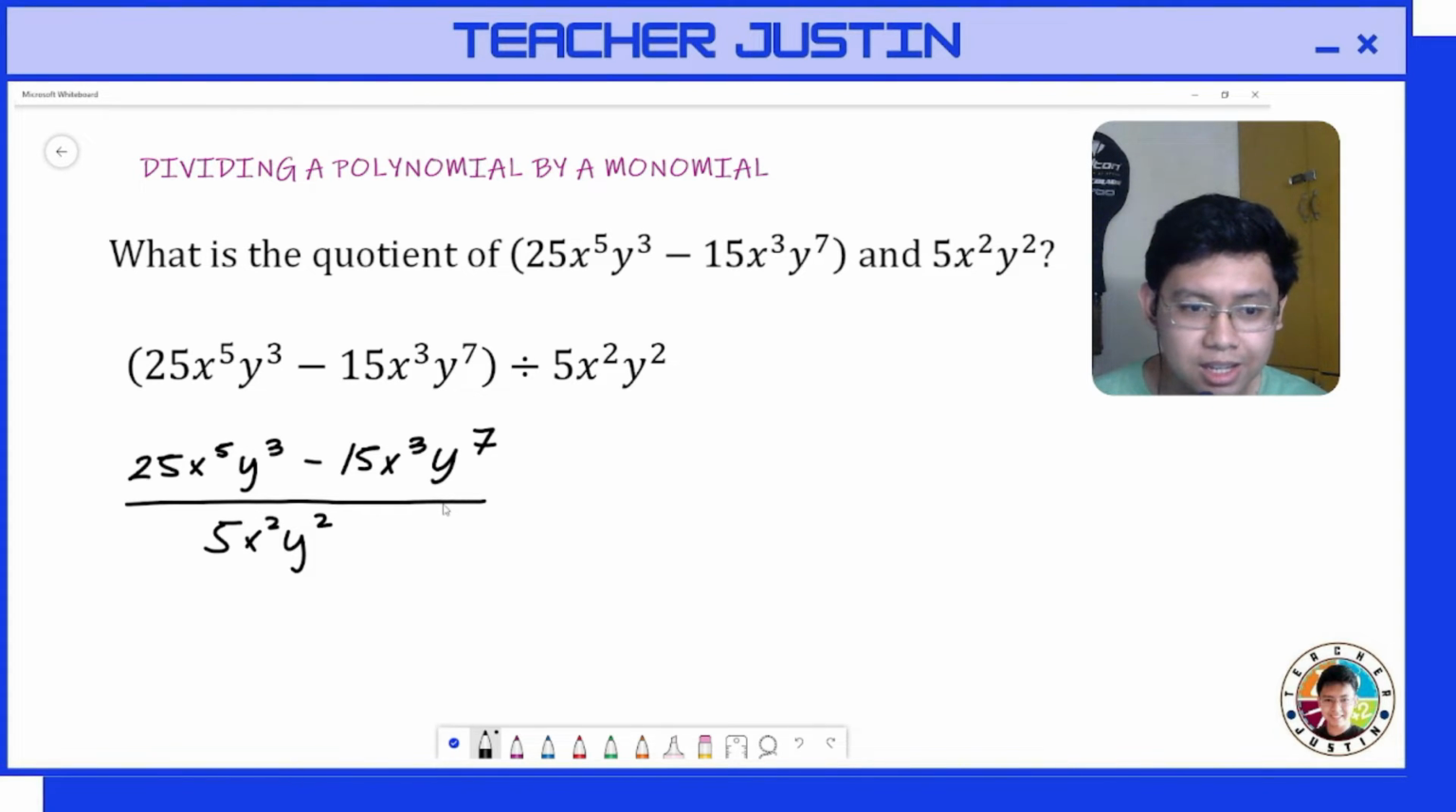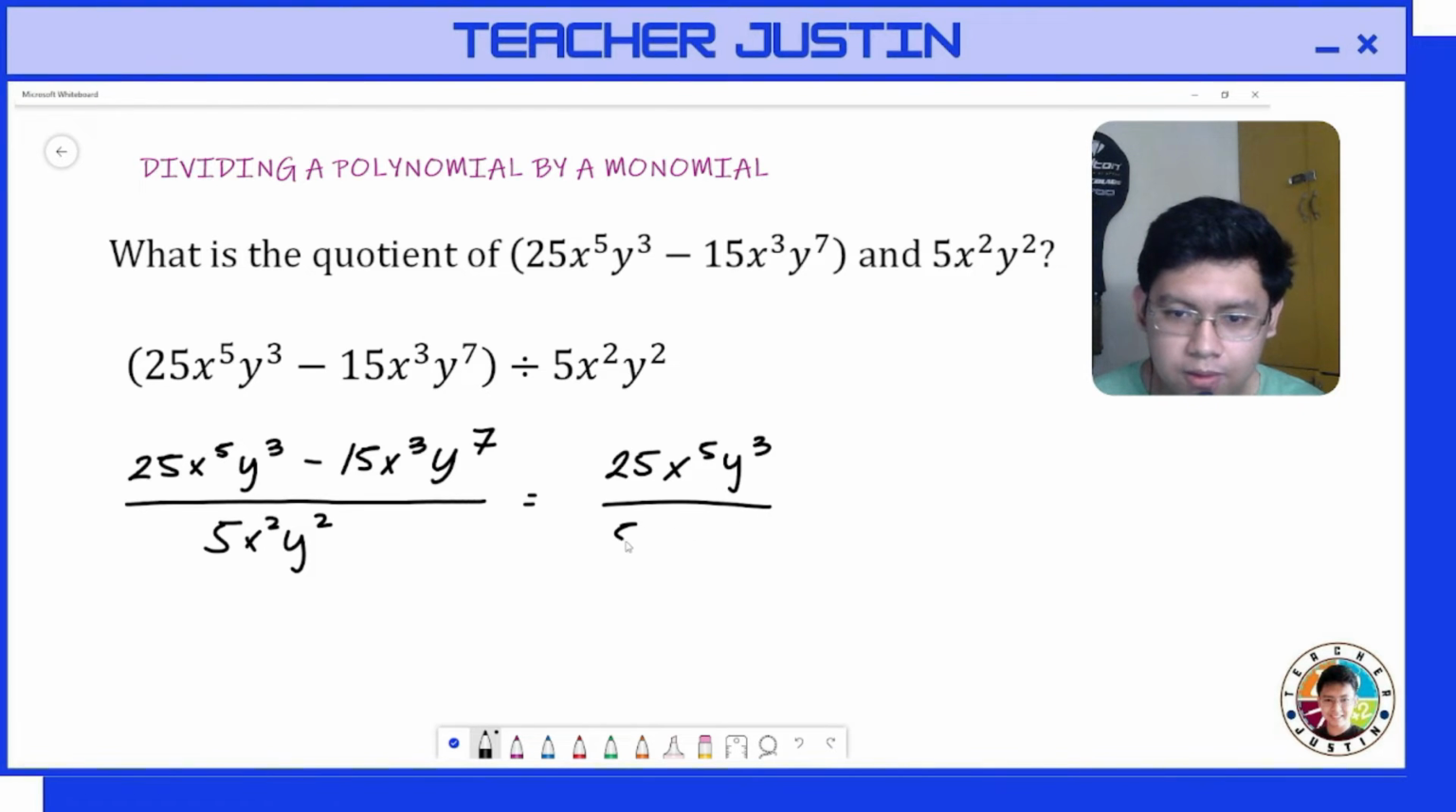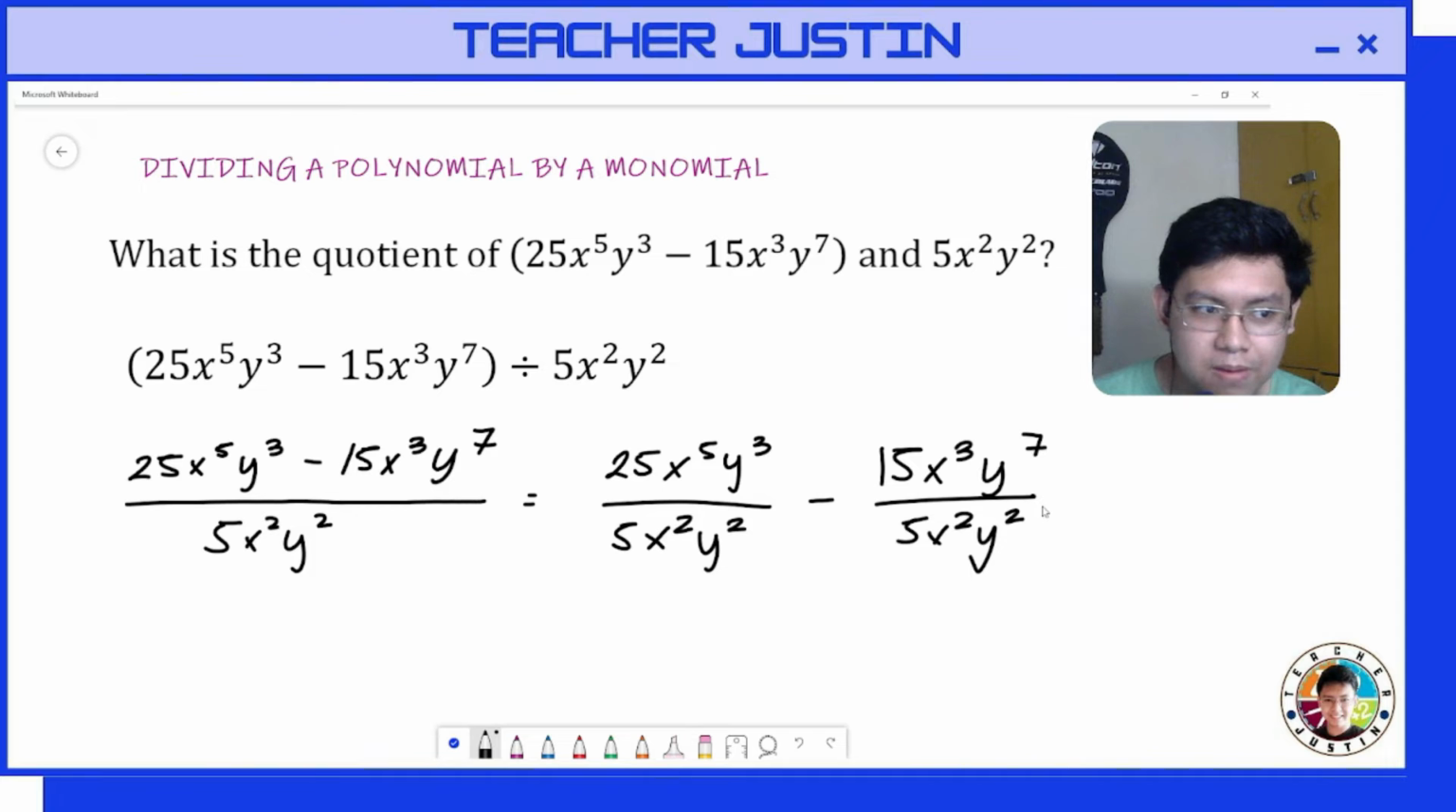Next, let's divide our polynomial by our monomial. In simplifying this, we will divide each term of our polynomial by our monomial. So we will have 25x raised to 5 y raised to 3 divided by 5x squared y squared, minus 15x raised to 3 y raised to 7 divided by 5x squared y squared. We will be dividing each term by 5x squared y squared. Now let's simplify each term.